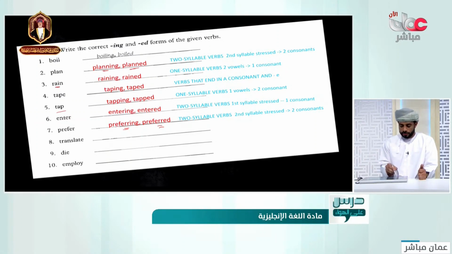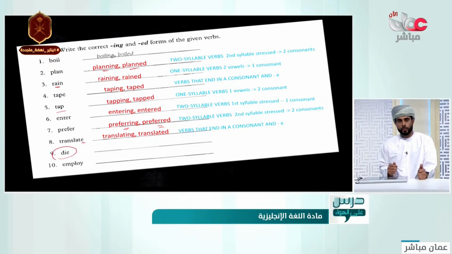What about the word translate? Translate, have a look there. Exactly, we deleted the E and we add the ing, and we add the D for the past. Why is that? Because the verb ends with E. Here's the word die. We talked about it. What should we do when we form the ing? What should we do with the D? Because it ends with E, we just add a D. What about the ing? Like this one, dying. We change the IE to Y and we add the ing.